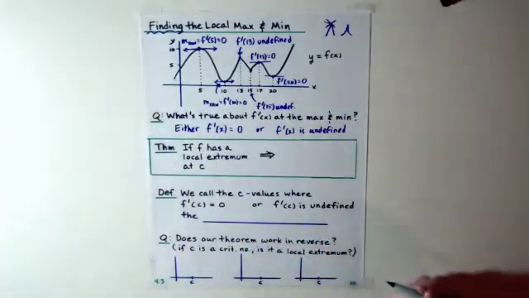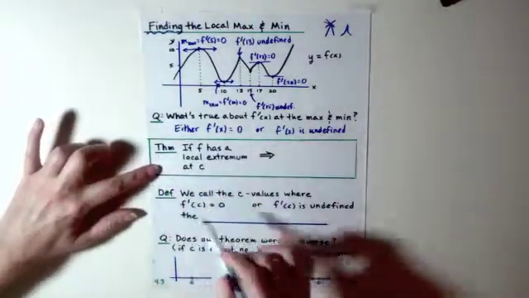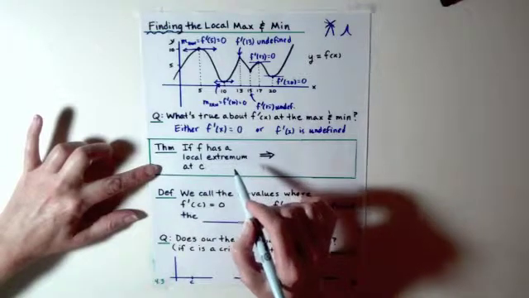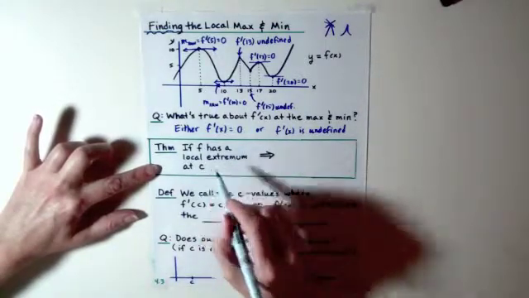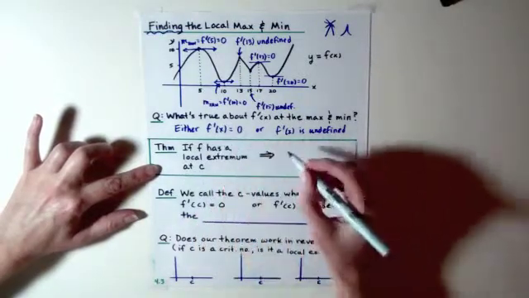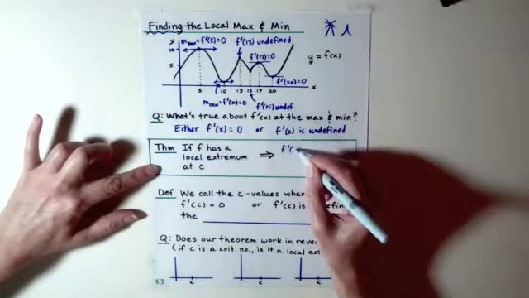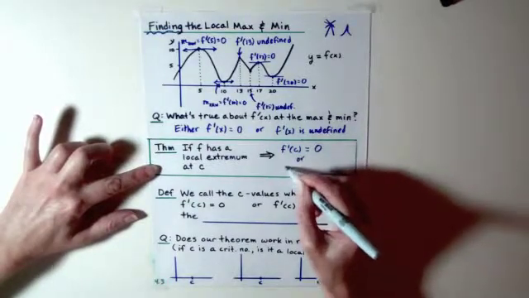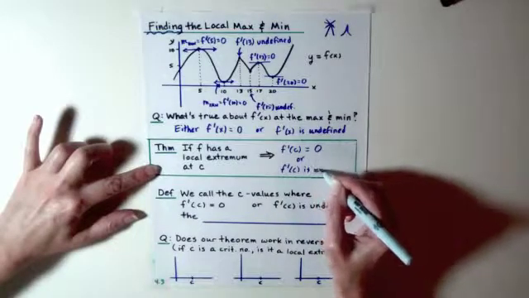So we can go ahead then and write down a general theorem here, just to summarize what we've learned so far. If f has a local extremum, and remember a local extremum is either a local max or min, if it has a local extremum at c, then one of these two things is true. We could say f prime of c is equal to 0, or f prime of c is undefined.